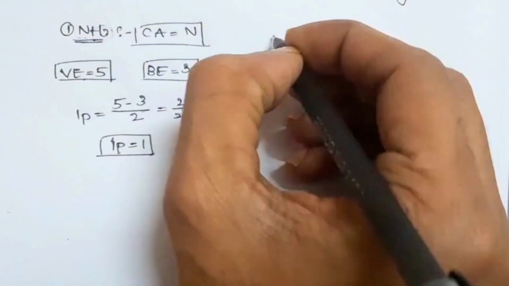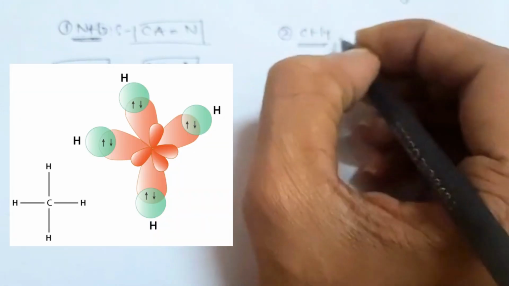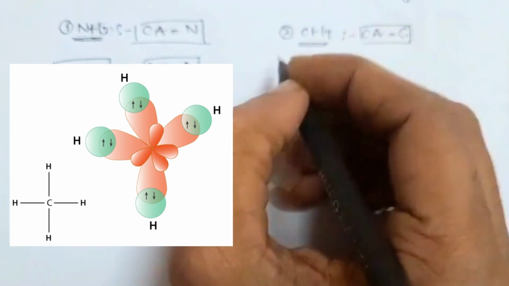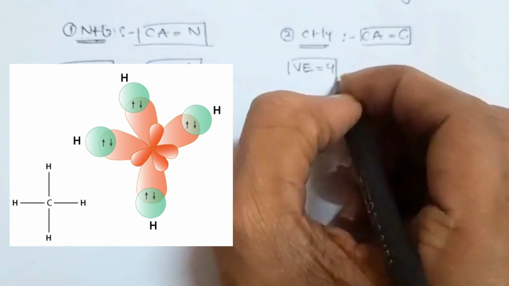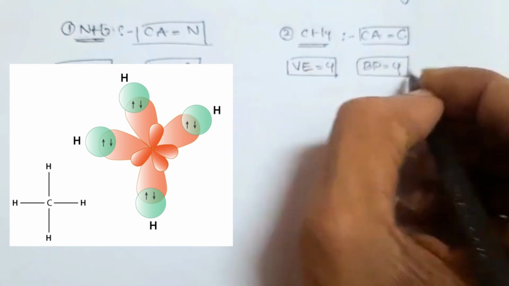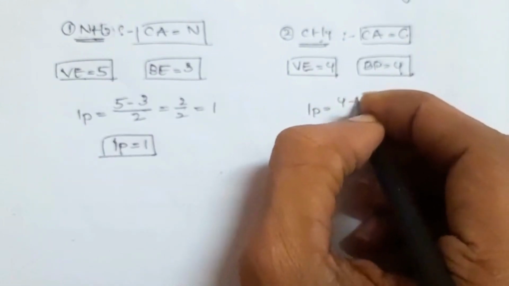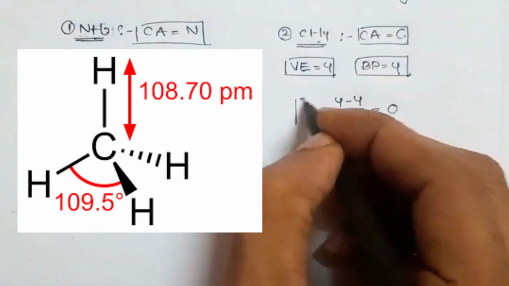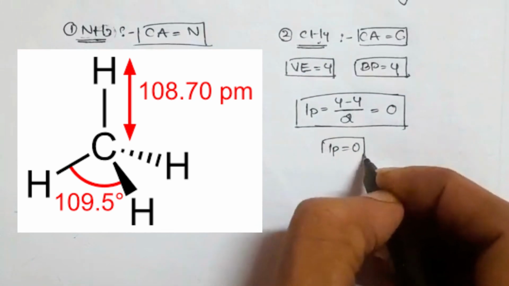Now see the next molecule, CH4. What is the central atom of CH4? Carbon is the central atom. Now, how many valence electrons are there in carbon? 4 valence electrons. How many bonding pairs here? 4 bonding pairs with hydrogen, right? So the lone pairs are valence electrons minus bonding electrons by 2, which is 0. So we got 0 lone pairs here.